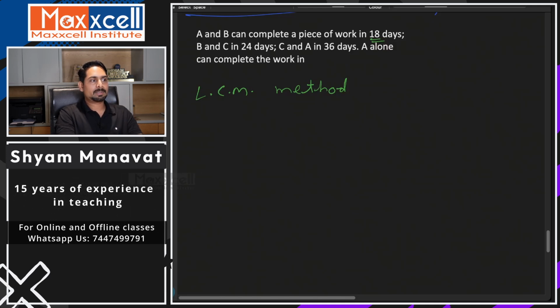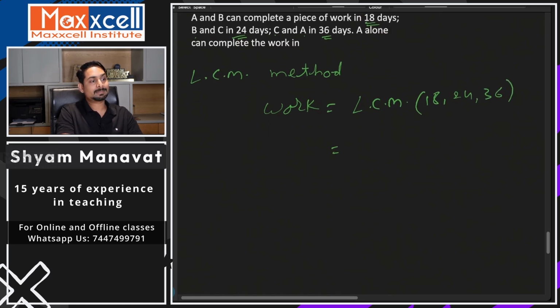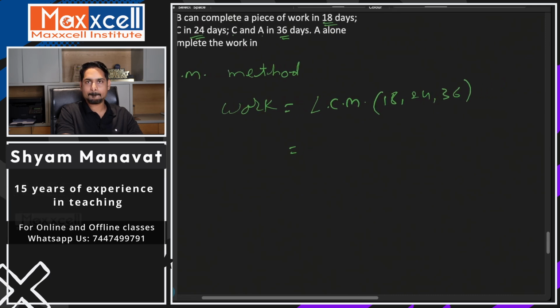So A and B can complete a piece of work in 18 days, that is 1, B and C in 24 days, C and A in 36 days. First of all, I'll take work as the LCM of 18, 24 and 36. Now, you know how to find the LCM, right? Let me tell you an easy way to find the LCM. That's my way. When I have small numbers, I use this easy way, not for big numbers.